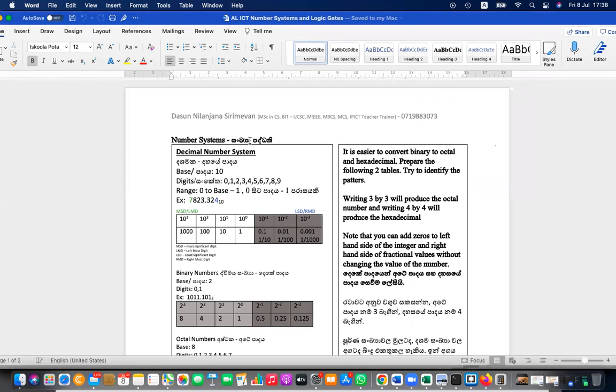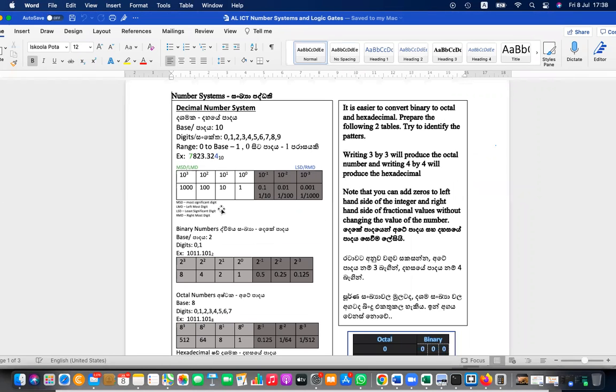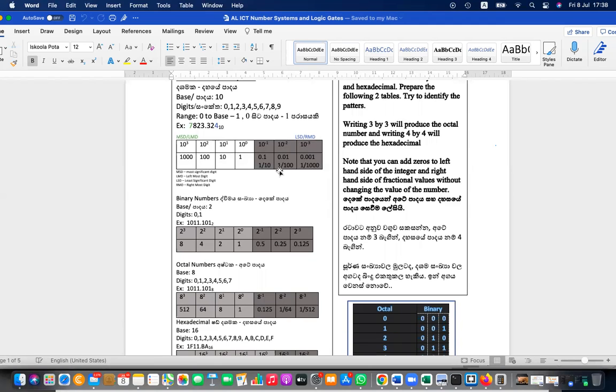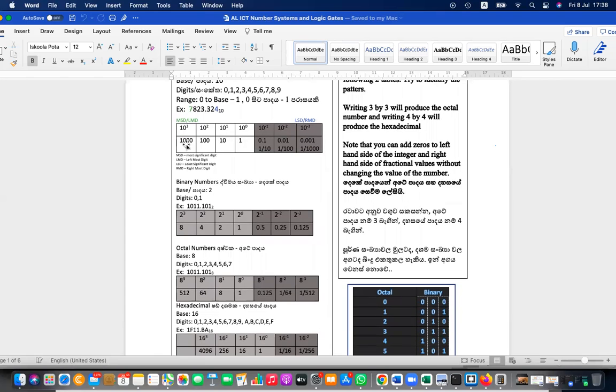The three number systems: decimal, having base 10. So this is an example, and the most significant digit comes this side, that is the largest value. The least significant digit comes on the right side, the smallest value. This is how the positional values are changing. So we learn 10 to the power 0, 10 to the power 1, the higher ones. It will always multiply by 10. 1 into 10 is 10, 10 into 10, 100, 1000.